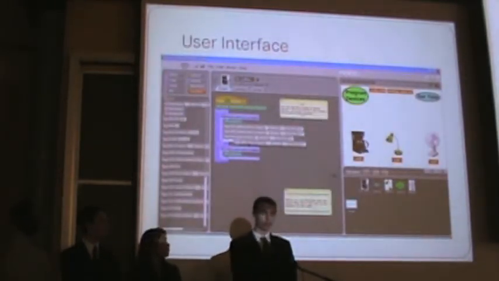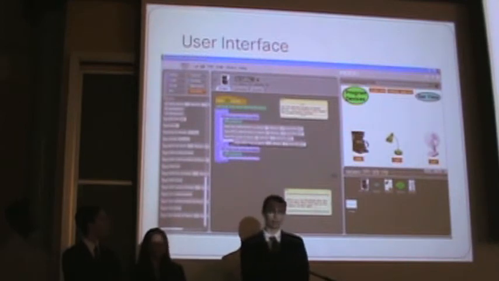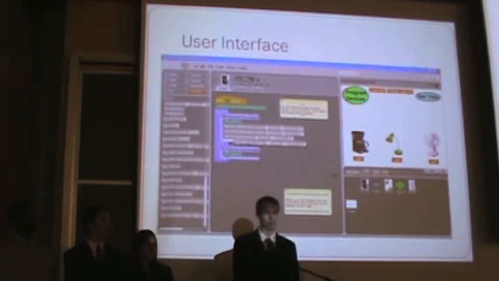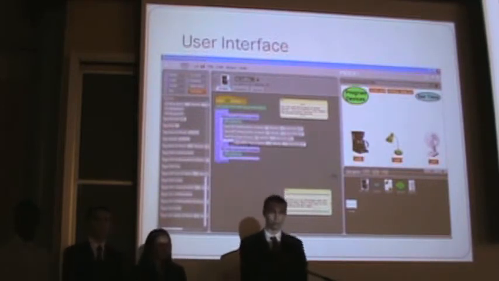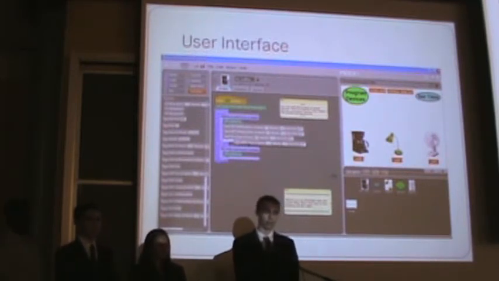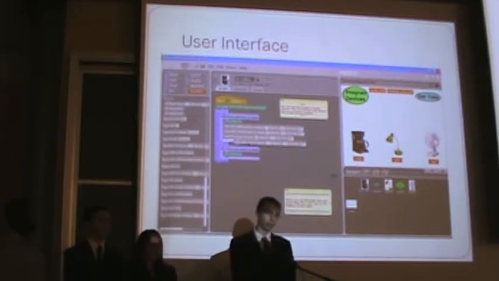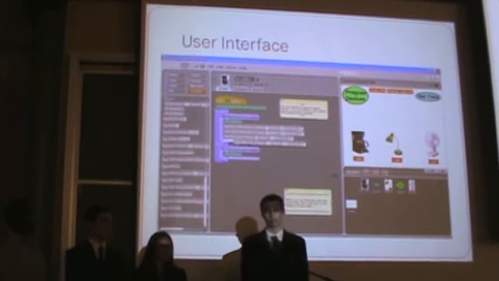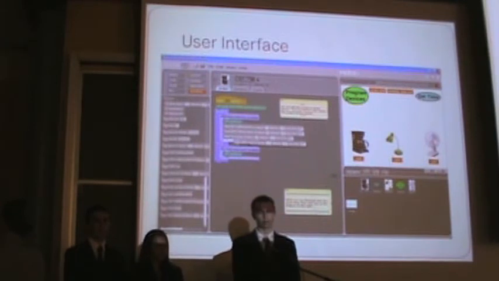Here's a screenshot of our entire user interface. On the left side of the screen are all the blocks that the user would need to use, and they simply drag them to the center and connect them together to make a program. On the right side of the screen is what's called the stage, which displays the current state of all the devices, if they're on or off, and also displays the current time.